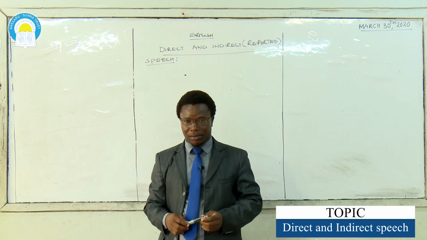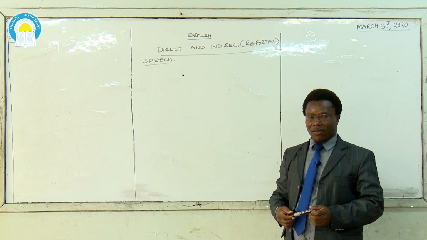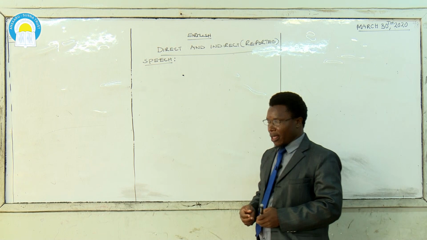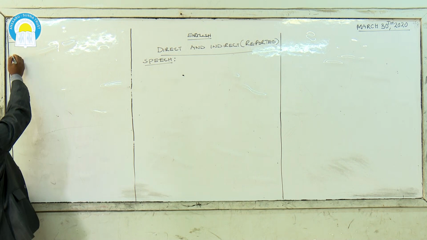As I promised you in the last session, we were looking at direct and indirect speech, which we didn't complete. And I've come today to have a continuation from where we stopped last time. First and foremost, we shall have a brief recap of what we looked at last time. Last time, I looked at the definition of direct and indirect speech.